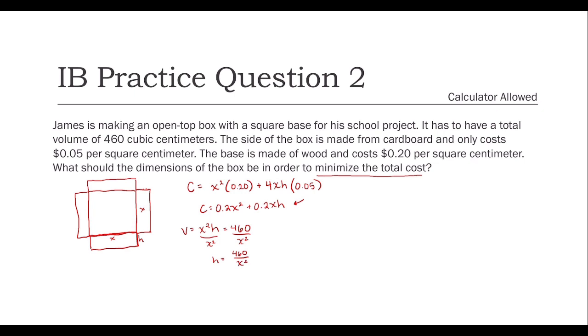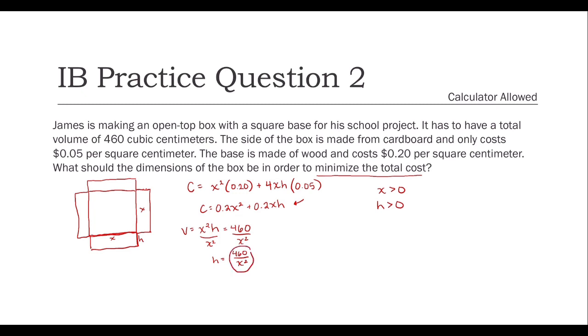We also know that x has to be greater than 0 and h has to be greater than 0 because you can't have a negative distance. So now that we've written the constraints, our fourth step is to reduce the main equation to one variable.